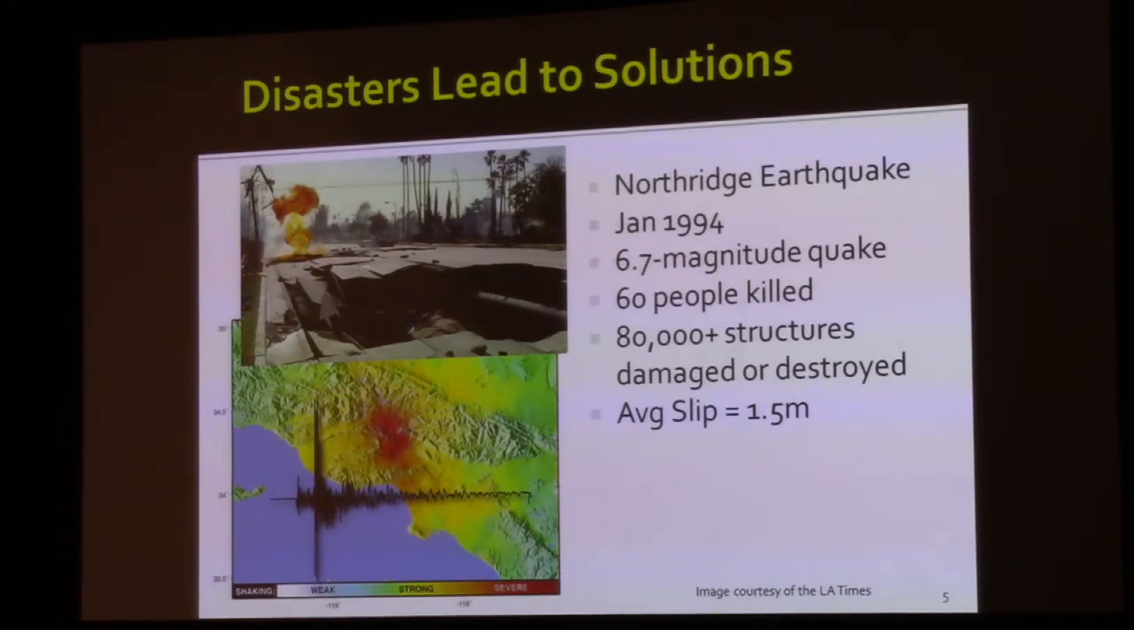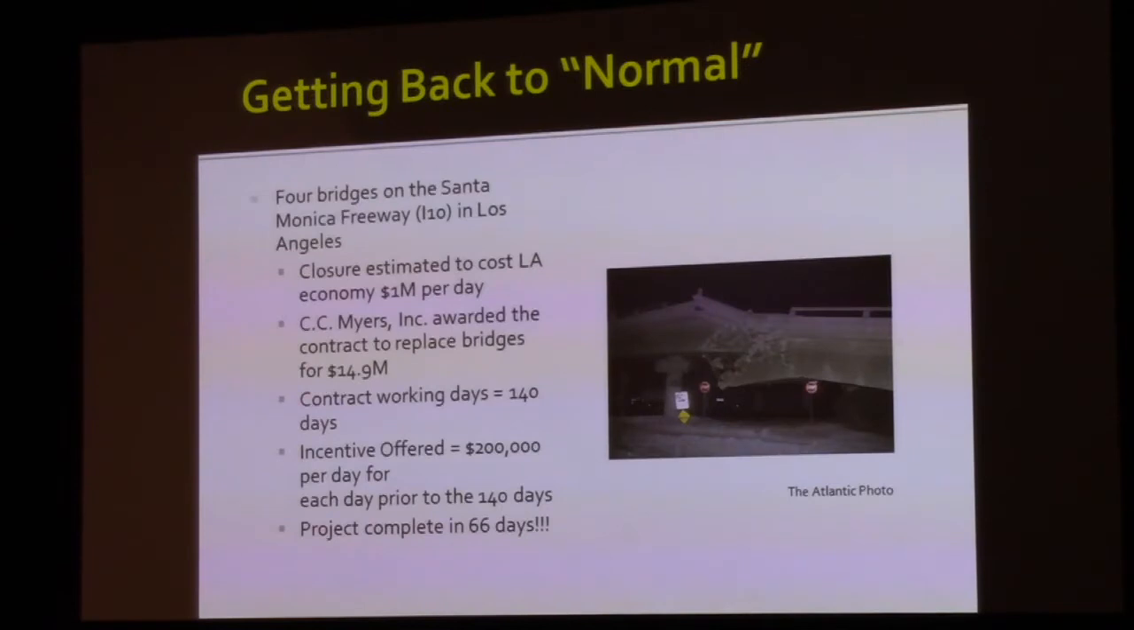And one of the biggest places where we had the damage was on the I-10. Major interstate that runs right through the heart of Los Angeles. Four of the major bridges were completely destroyed during the earthquake, and they had to figure out how we were going to get that up and running and back going.